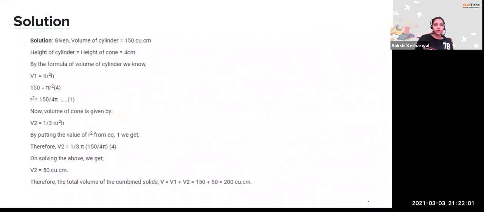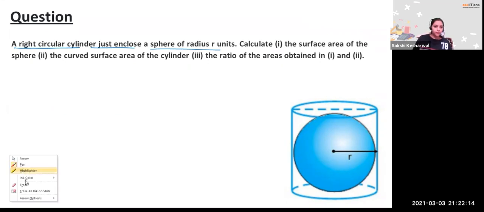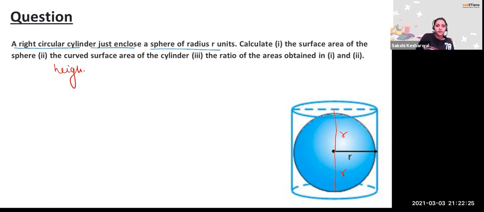Okay, now let's do the second question, right? It says that a right circular cylinder just encloses a sphere of radius r. So this is a cylinder which is enclosing a sphere of radius r. So what will be the height? If this is a radius, then height will be 2r, right? So height of cylinder is equal to 2 times r, right?